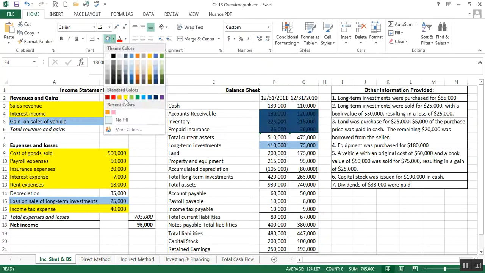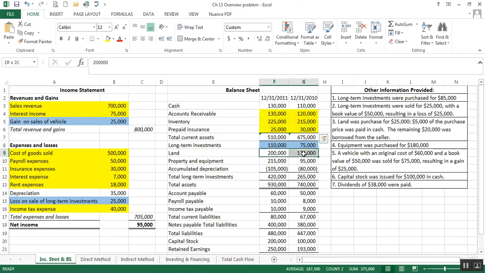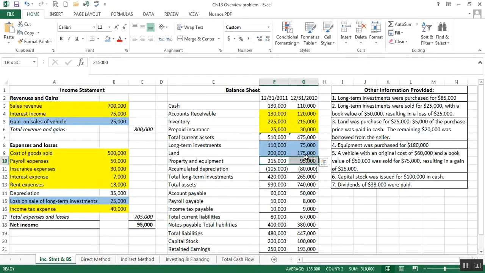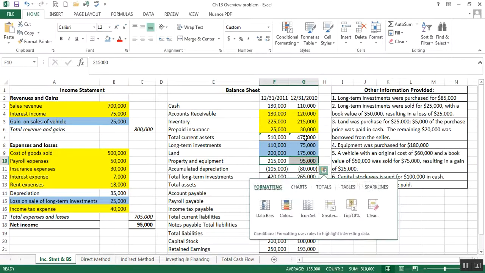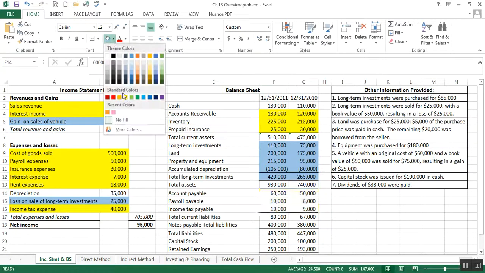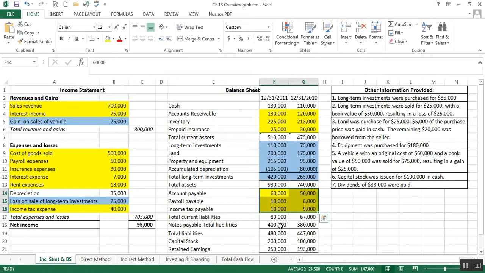All of these are operating. Land, that's an investing activity. Property, plant, and equipment and accumulated depreciation are both investing. Long-term investments, investing. Accounts payable, payroll, and income tax are operating. We accounted for all of those. Notes payable is a financing activity. So this is our first financing activity here.